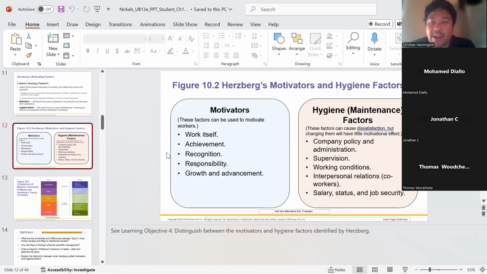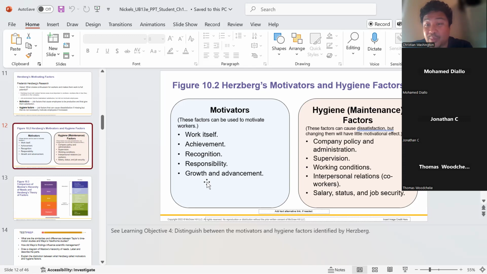So he goes over motivating factors and hygiene factors. He calls them hygiene factors, right? So the work itself, achievement, recognition, responsibility, growth, and advancement are motivators. So if you have employees and you want to motivate them, these are ways to do it. The hygiene factors are things that can cause dissatisfaction, and changing them can have very little motivating effect. And you can see the hygiene factors are all very much policy, administration, supervision, things of that sort. So these had less effect. I do think these are important, by the way.